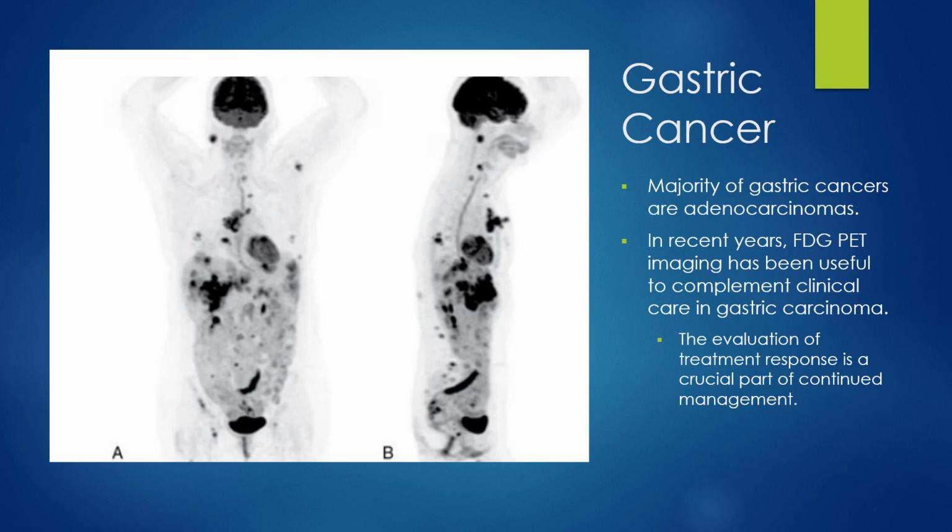Similar to pancreatic cancer, remember cancer spreads three ways: through the blood, through the lymph, or by seeding to nearby organs. And with the location of the pancreas and the stomach, there are a lot of vital organs close by. You have the mesentery and peritoneal cavity, and you have good blood flow in that area, and you have a lot of lymph nodes. And so it can spread any of those ways and become very aggressive. But FDG in recent years has become useful to complement clinical care in gastric carcinomas, and the evaluation of treatment response is a crucial part of the continued management.